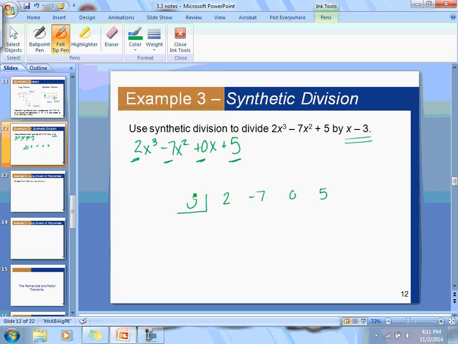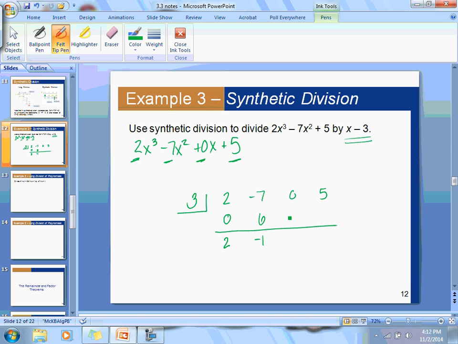Okay. And then you put a 0 for a placeholder, and then you draw your equal to line, and now you're all set up and you're ready to go. So 2 plus 0 is 2, so you add down the column. 3 times 2 will be 6. Negative 7 plus 6 is negative 1.